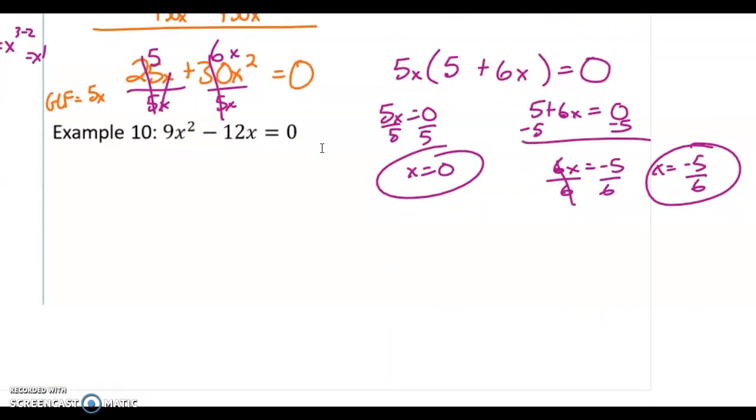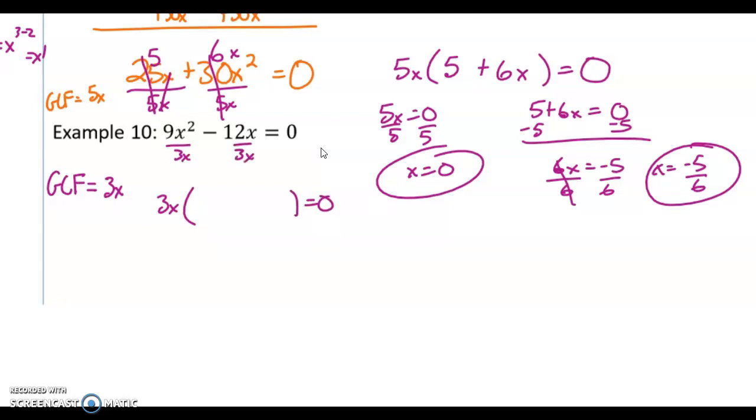All right. So last but not least here on number 10, same thing, just keep practicing. Step 1, set it equal to 0. Okay, it's already equal to 0, so I'm ready to go to step 2. Step 2 is to factor. What's the GCF? All right, it would be 3x. So let's take the 3x out.